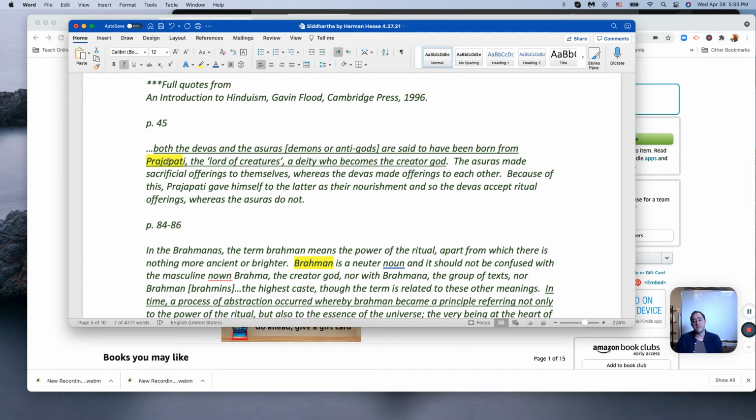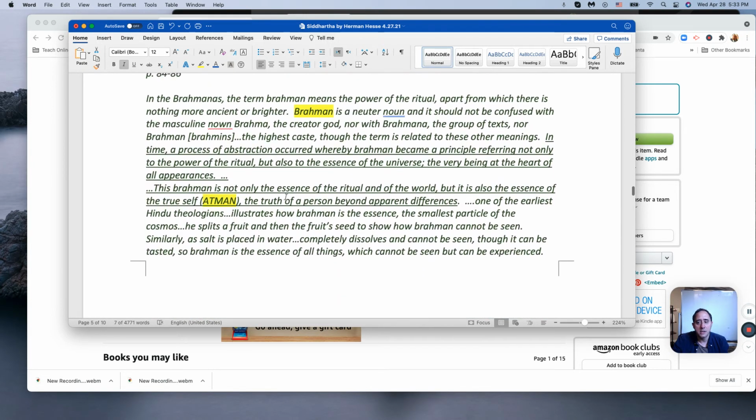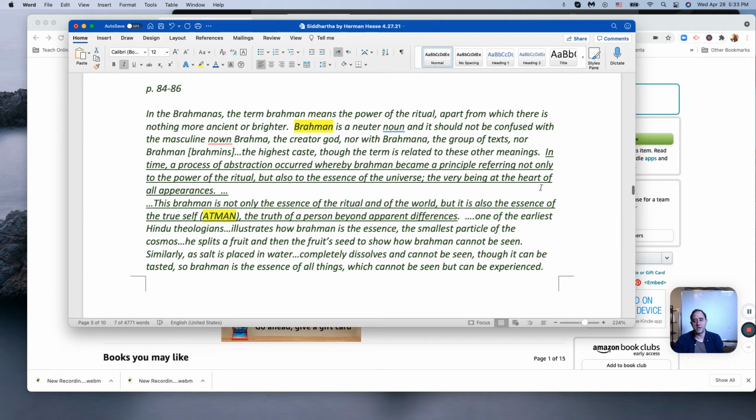And in Hinduism, we find that it is not a person like in Christianity or something. It is a world soul. Brahman. Okay, so originally Brahman meant the rituals, the power of ritual, but it changed to become the essence of the universe, the being at the heart of all appearances. Okay, how do we explain Brahman?